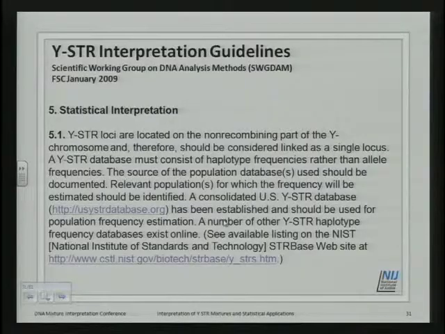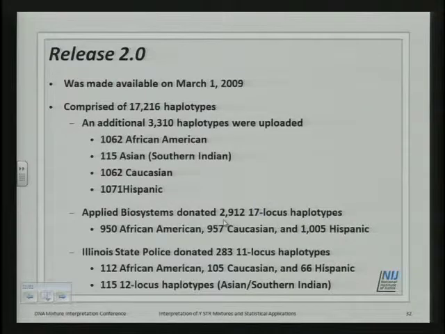Okay, so the SWGDAM guidelines, the Y-STR interpretation guidelines published in 2009, under Section 5, statistical interpretation, say that you should use a database. The source of the population database should be a consolidated US Y-STR database, and it gives our website, which has been established. A number of others exist too. So SWGDAM has endorsed the use of this database, and it's actually written in the SWGDAM guidelines that this database can be used.